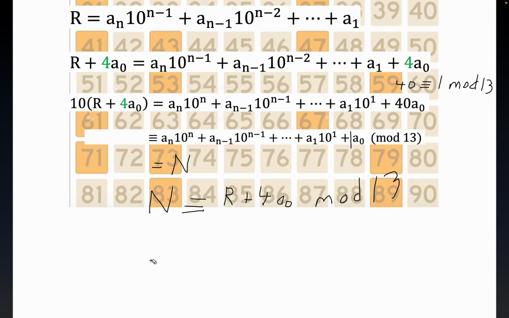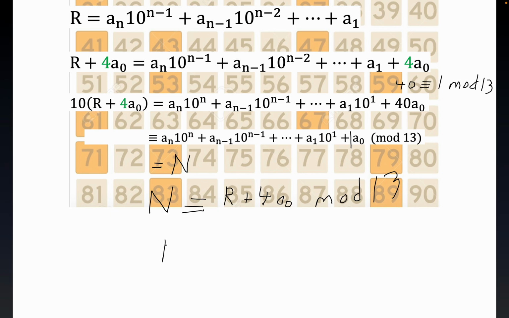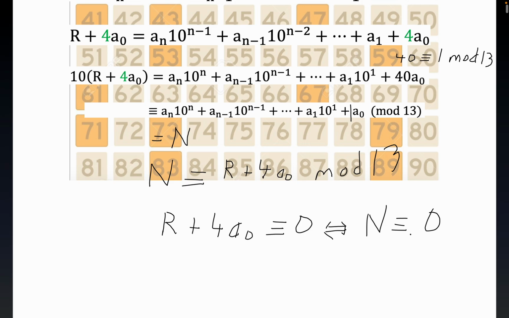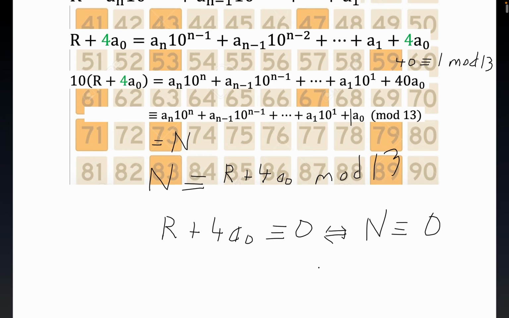So that would say that if r plus 4a sub 0 is congruent to 0, and again we're talking mod 13, that's if and only if, everything's reversible here, n is congruent to 0. Again, mod 13. So that proves it. In other words, n is divisible by 13 if and only if r plus 4a sub 0 is divisible by 13. So that proves what we set out to establish, folks, that in either direction, both of these objects are going to be divisible by 13. If one is divisible by 13, so is the other. So we've proved what we set out to prove.